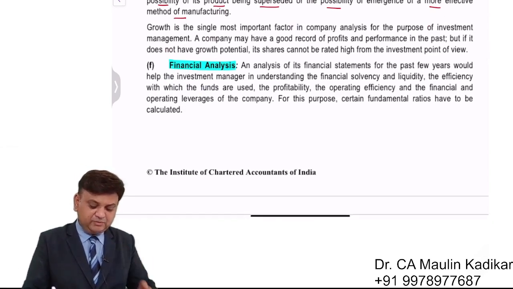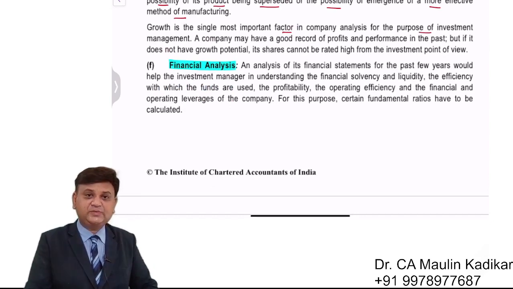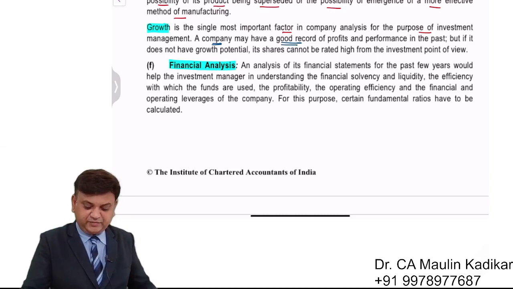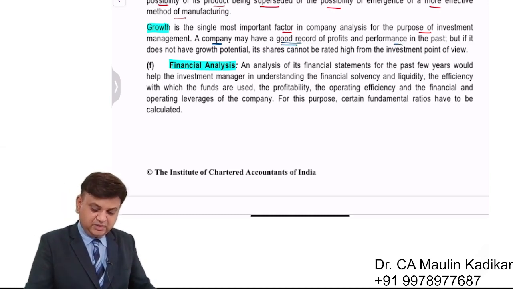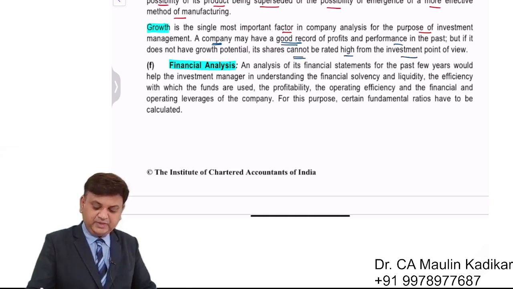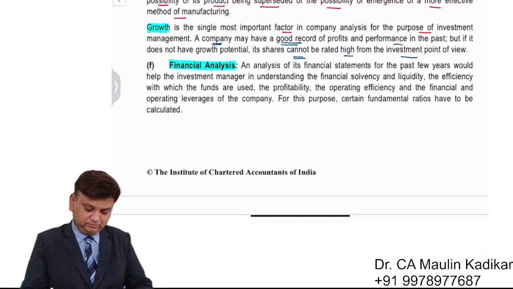Growth is the single most important factor in the analysis for the purpose of investment management. So growth is very important. A company may have a good record of profit and performance in the past, but if it does not have growth potential, its shares cannot be rated high from the investment point of view.